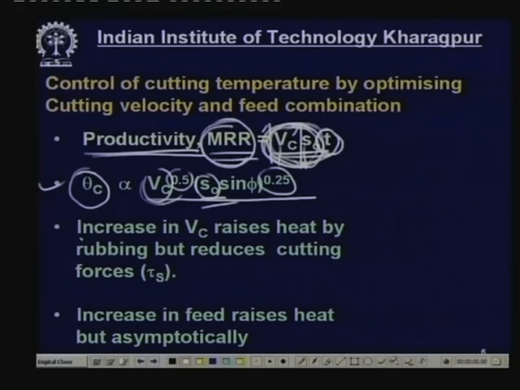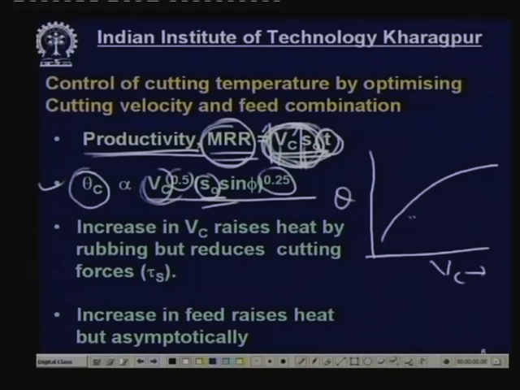Second, increase in velocity. If we increase the velocity, then the cutting temperature will increase. Why? Because the rubbing speed increases, more energy is input, so heat will increase and temperature will rise. But at the same time, with increase in velocity, the cutting force comes down. When the cutting force comes down, the mechanical energy requirement comes down, so the heat generated is reduced.